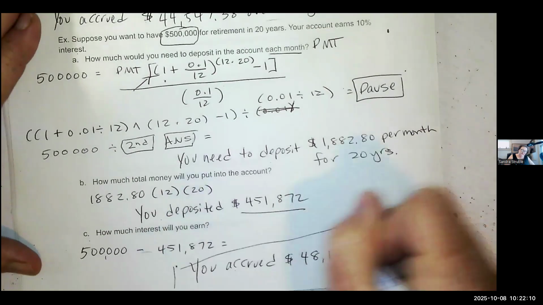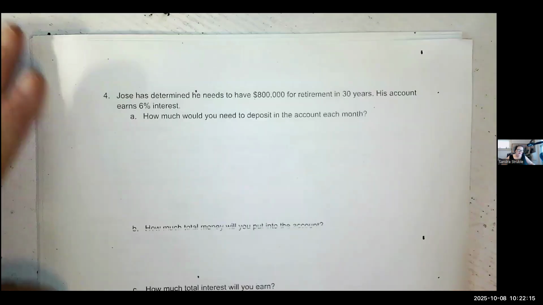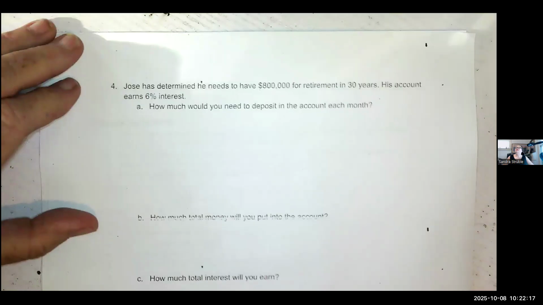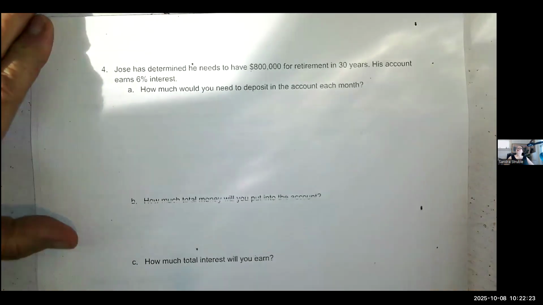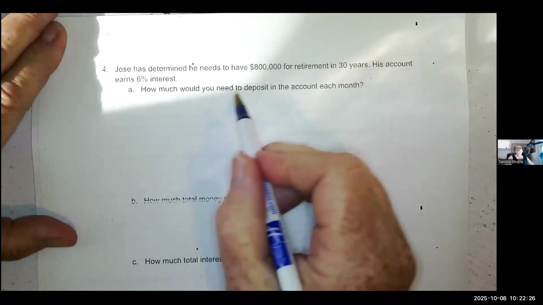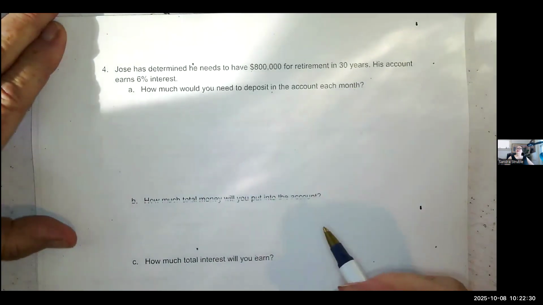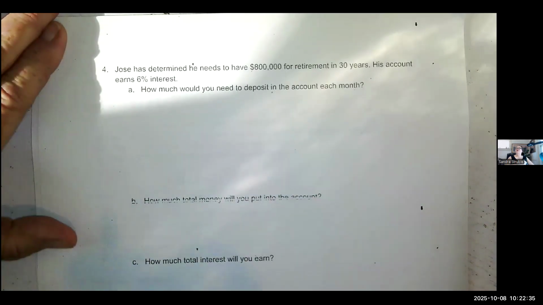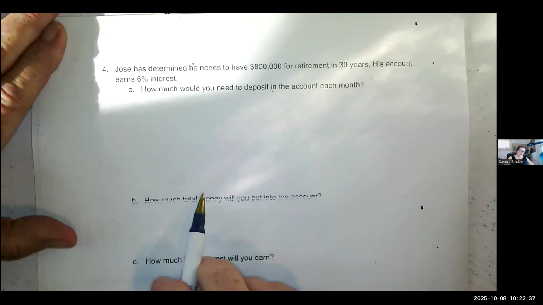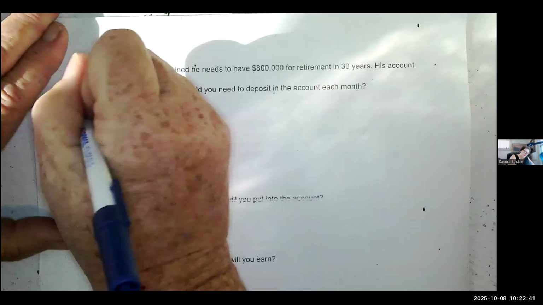Okay. So the next one is going to be the same concept. Jose has determined he needs to have $800,000 for his retirement in 30 years. His account earns 6% interest. I know this is an annuity because of the question: how much would he need to deposit in the account each month? That right there tells me it's an annuity. That's all I need to see, because he's saving for retirement and he's depositing it into an account. So pause the video, attempt this one yourself, and then come back to see how you did. I'm going to get this set up.